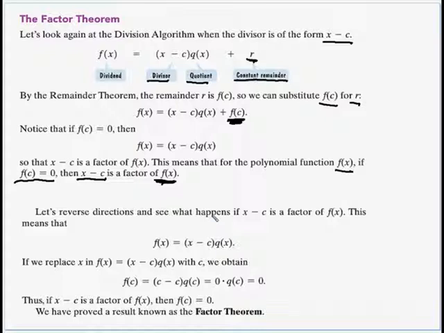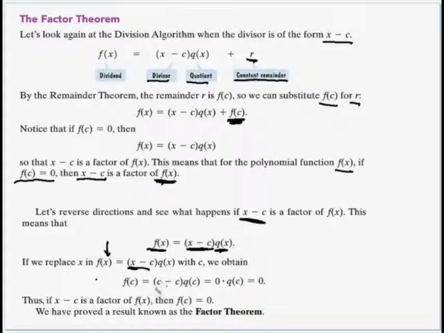Let's reverse directions and see what happens if x minus c is a factor of f of x. This means that f of x is x minus c times q of x. If we replace the x in f of x equals x minus c times q of x with c, we're going to evaluate this at f of c. So I'm going to replace this x with a c.